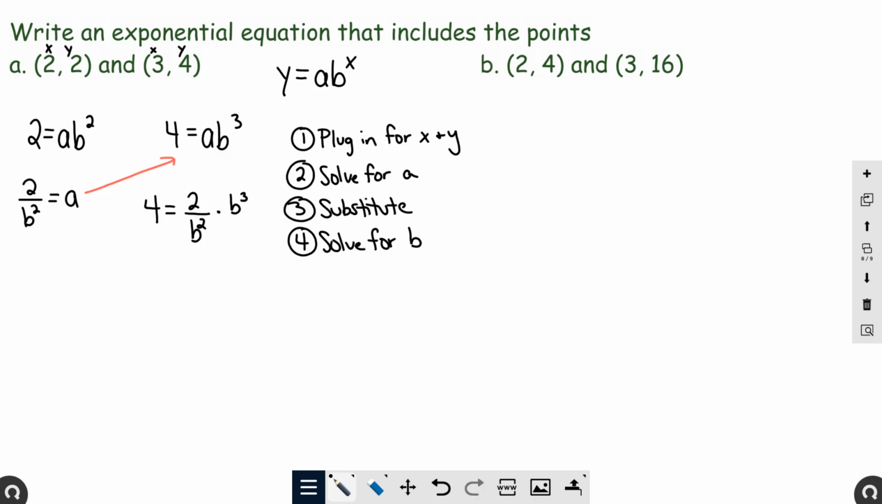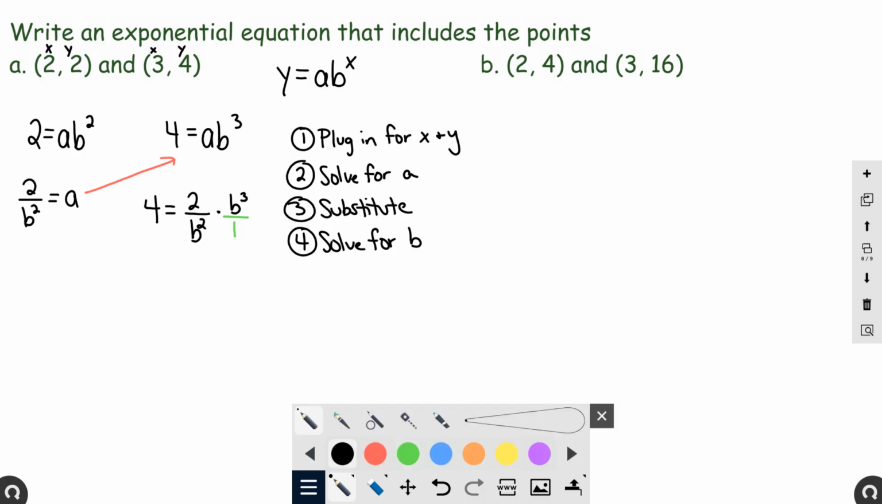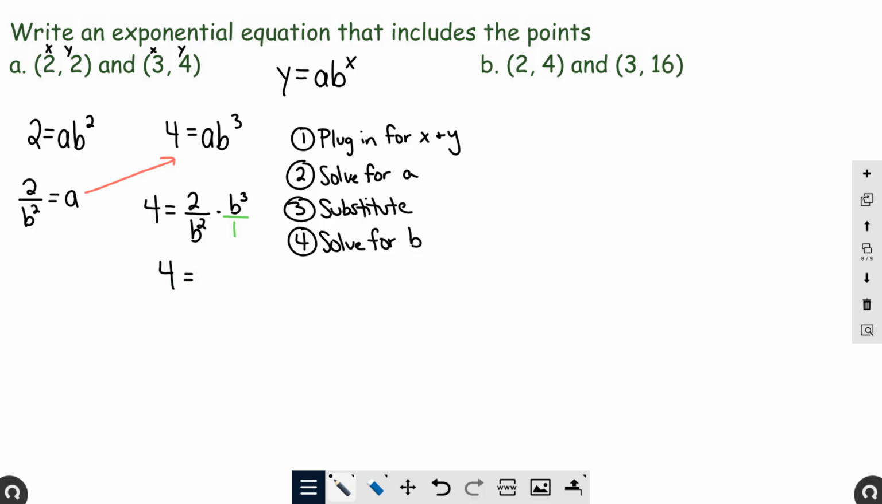So the first thing that you want to do is look at multiplying these together. Now if you have a fraction times a whole number, you can take that fraction and put it over 1 and then multiply the tops and the bottoms. So this would be 2b to the third over b squared. Straight across the top, straight across the bottom. Now simplify. If there's a power over a power, you subtract. So what's 3 minus 2? 1.